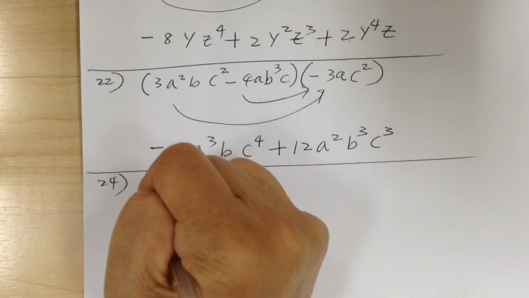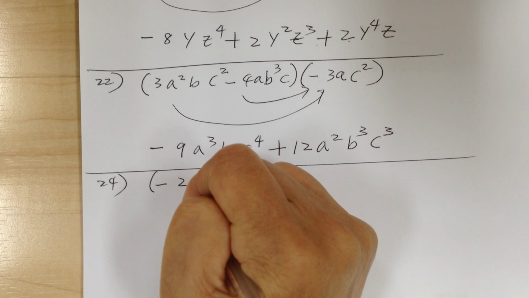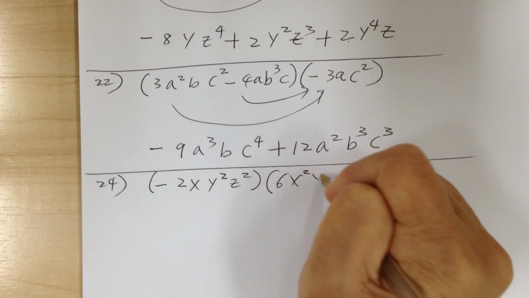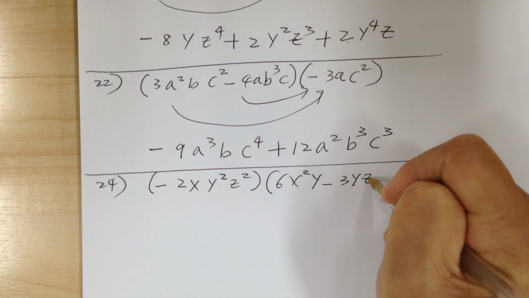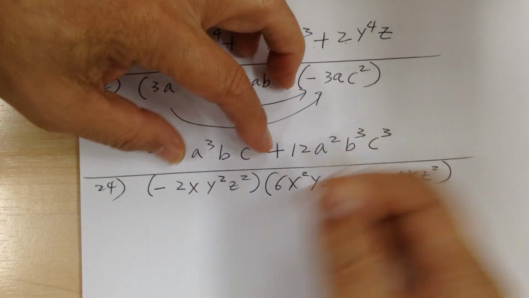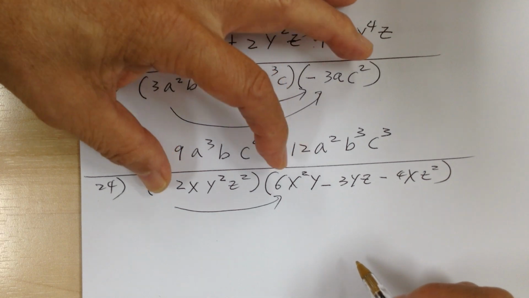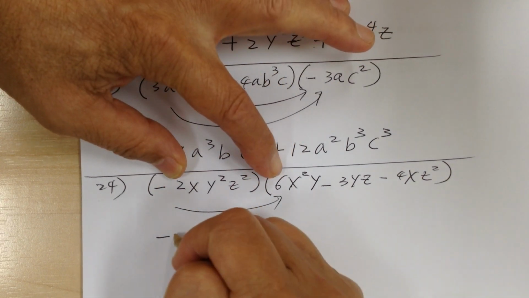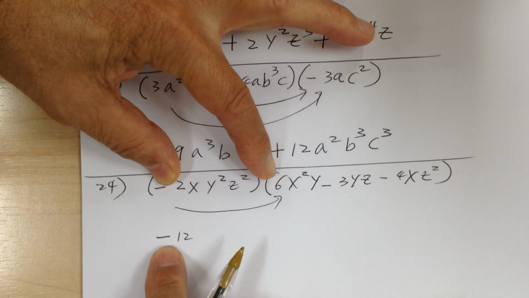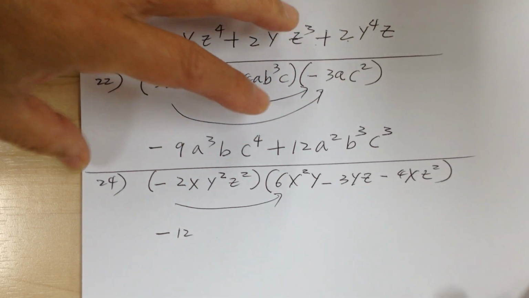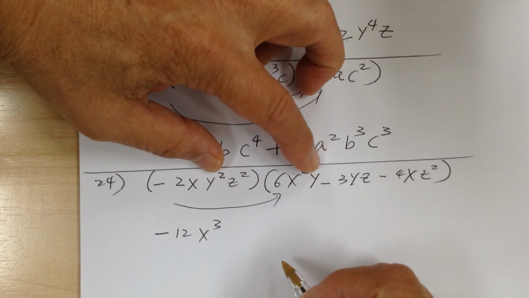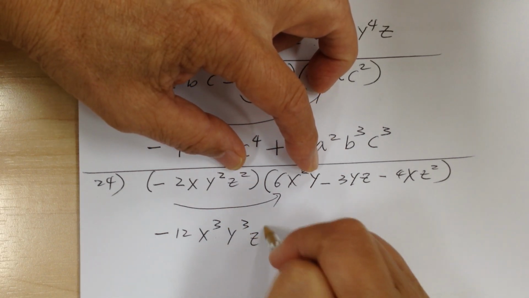Okay, 24. You have negative 2x y squared z squared times 6x squared y minus 3yz minus 4x z squared. Okay, so again, let's go and do the distribution. So negative times positive is negative. 2 times 6 is 12. Now, sometimes you can do the sign and number together. For example, you can do negative 2 times 6 gives you negative 12. So you can do that too. Okay, so either way. So again, sign, number, then do the alphabet. So x and x squared will give you x cubed. Then do the y squared, y will give you y to the 3. And do the z, so it'll be z squared.